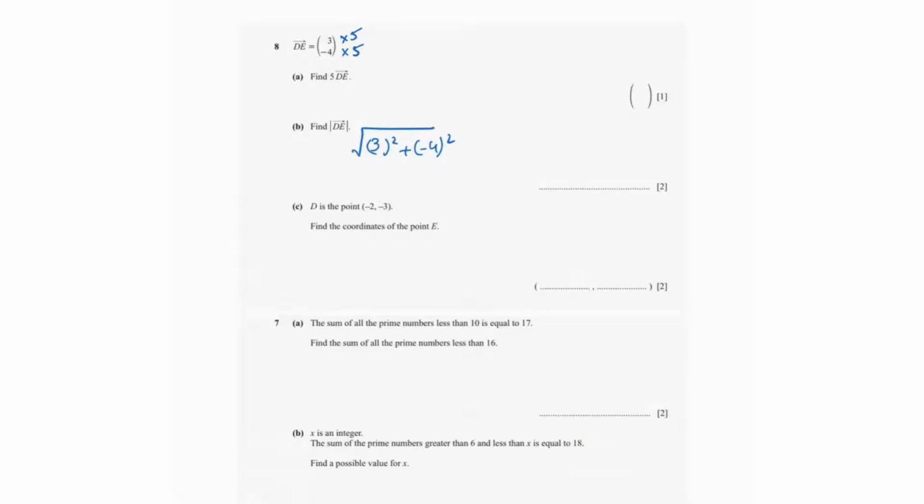Again, for this, you need to know what 3 squared is. That's 9. -4 squared is 16. So if you don't know these, you're going to make an error.